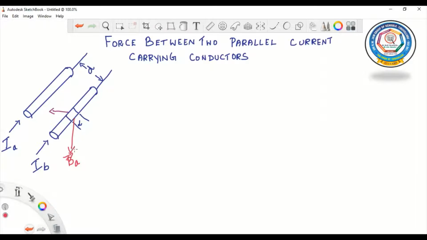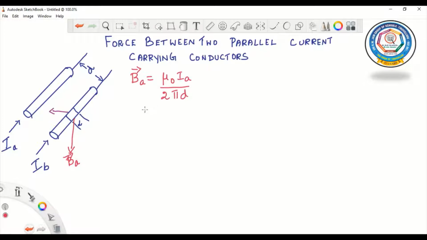This magnetic field is the same at all points along the conductor B. Now let us write this magnetic field BA, which is due to the current flowing through the first conductor. BA is equal to mu naught IA divided by 2 pi d. What is this d? d is the distance between the two conductors.